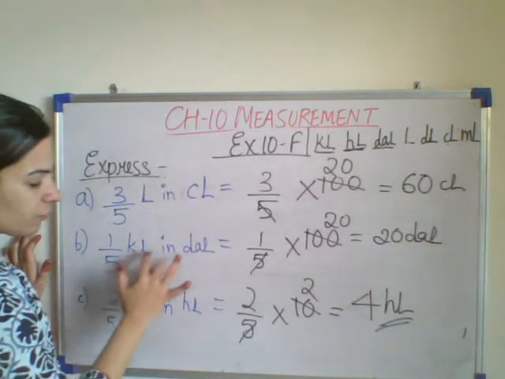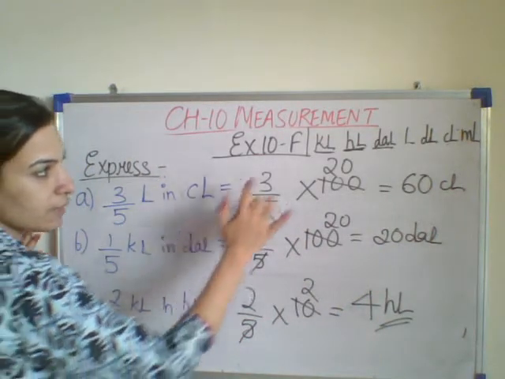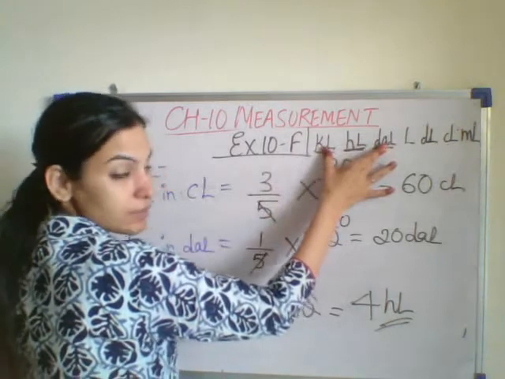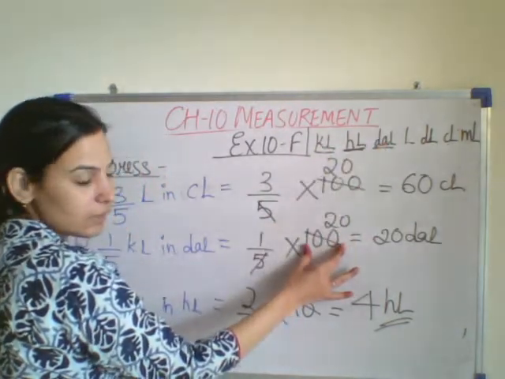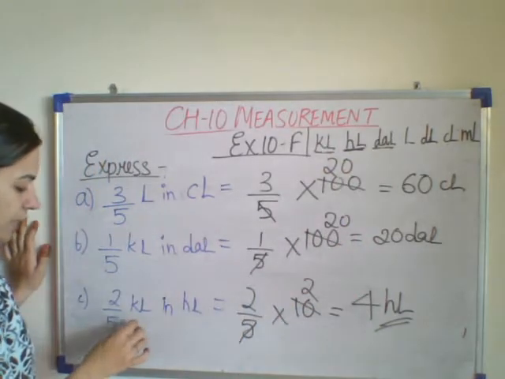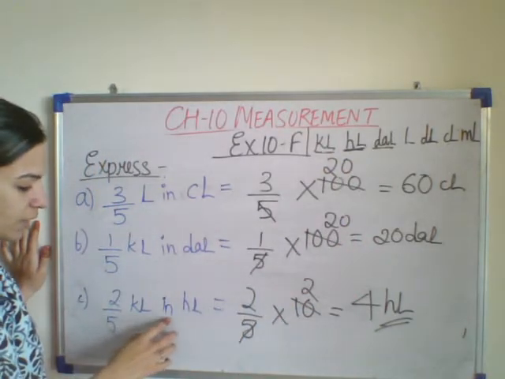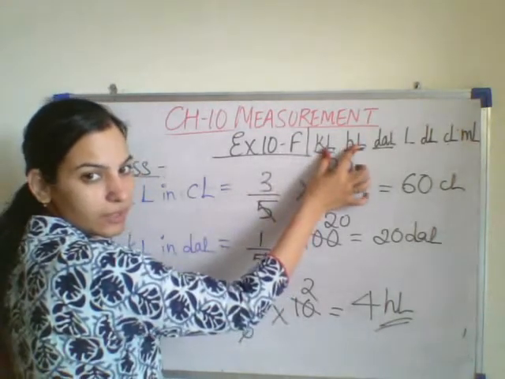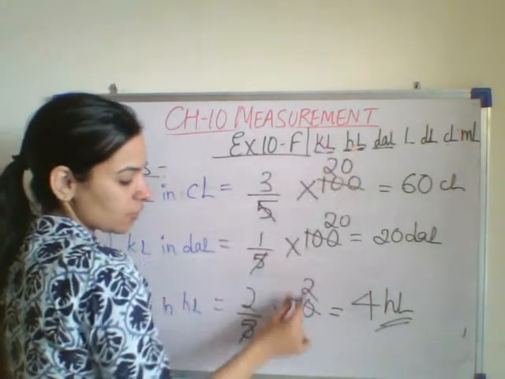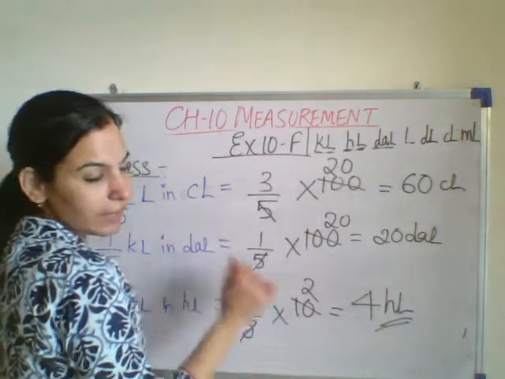This kiloliter we have to convert it into decaliter. Kiloliter is here, here is decaliter, only 2 steps away. So here I have multiplied it with the 100. Next, see this one, 2/5 kiloliter into hectoliter. We have to convert this kiloliter into hectoliter. It is only 1 step away. So I have multiplied it with the 10.